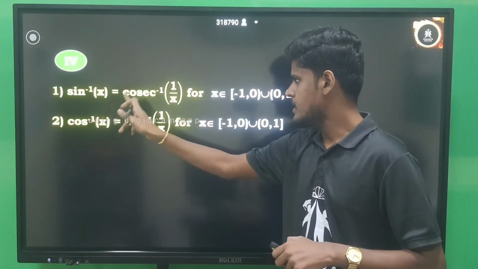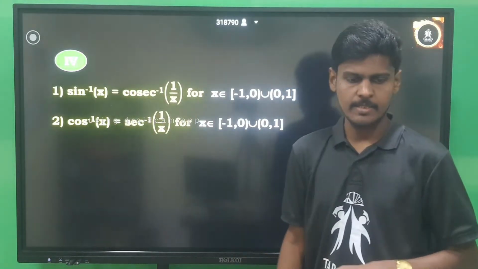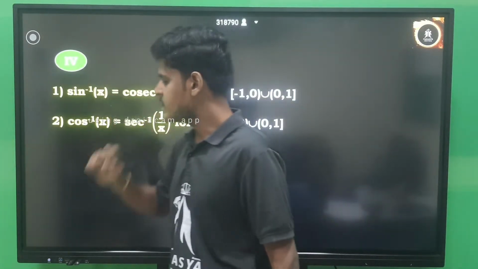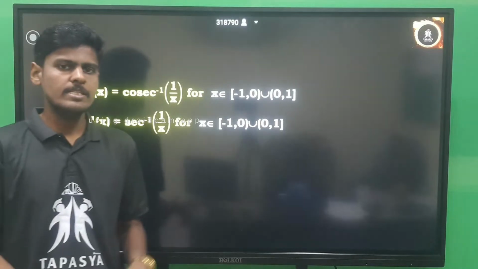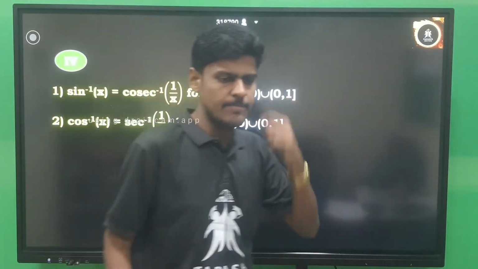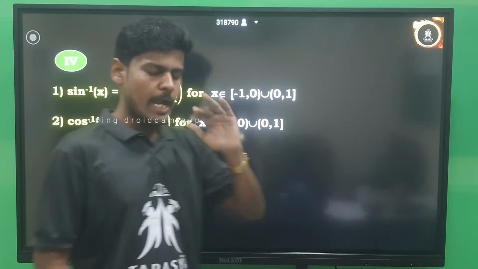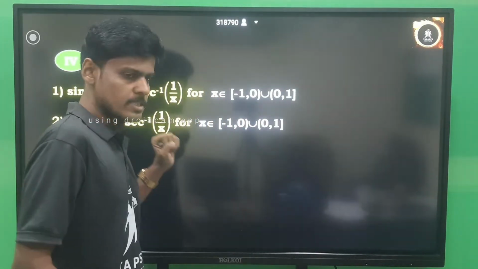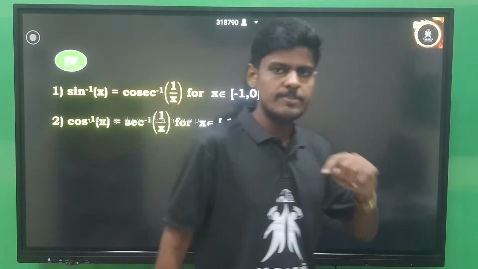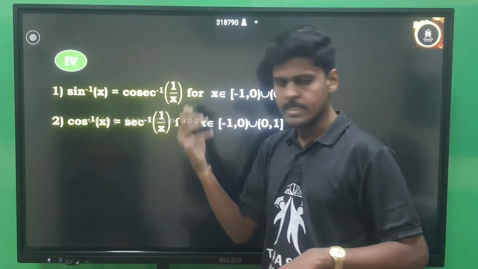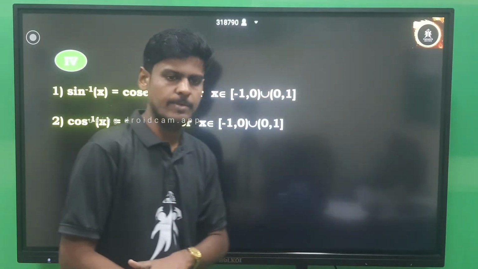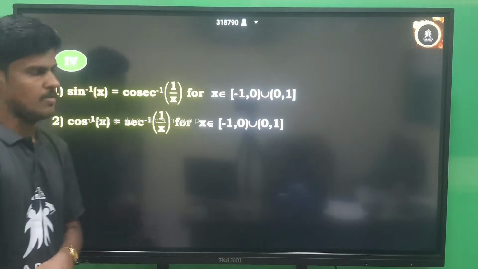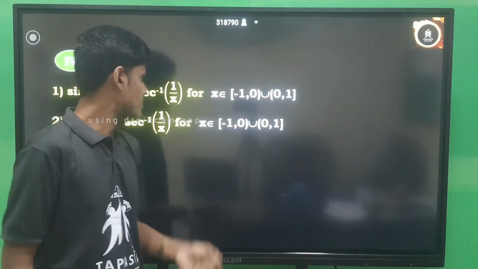Next, sin inverse of x equal to cosecant inverse 1 by x. This value exists when x lies in the domain of sin inverse. That means this is possible only in between minus 1 to 1. And remember, when we write in terms of cosecant, cosecant theta is the reciprocal of sin theta. That means it will become 1 by 0. So 0 cannot occur in between minus 1 to 1. So exclude 0 and take the remaining values for the domain. That is minus 1 to 1 excluding 0.